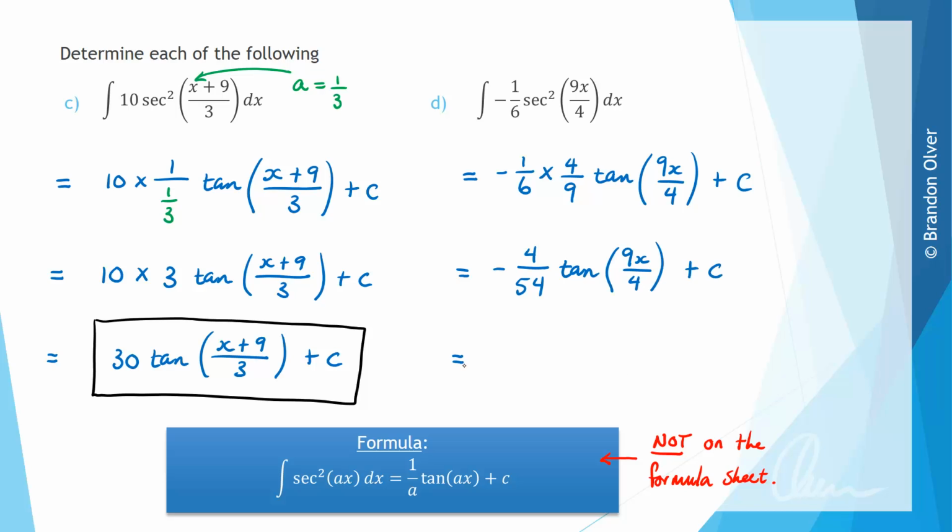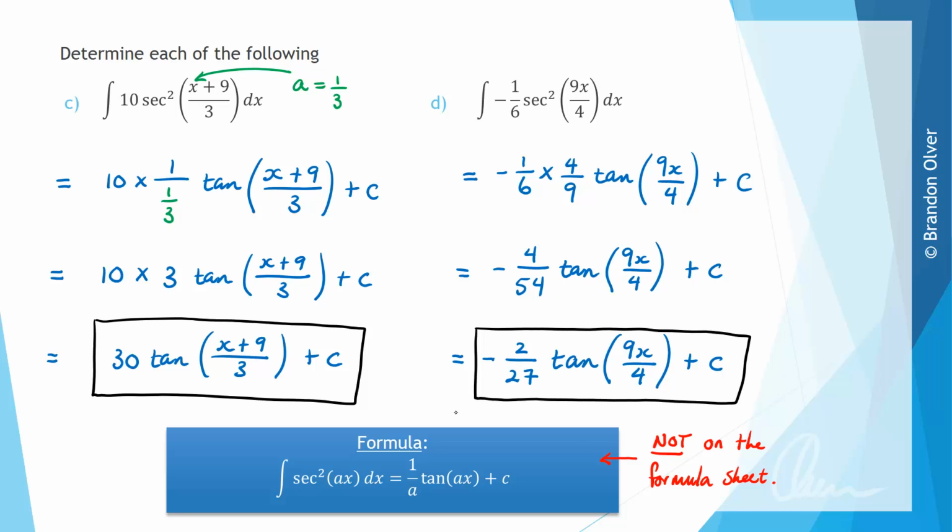And then in the final step, we can just simplify the negative 4 over 54 to be negative, and we know that would become 2 over 27 when we cancel the common factor of 2. And then that would still multiply tan of 9x divided by 4 plus c. So that is our final answer for part D of this example.